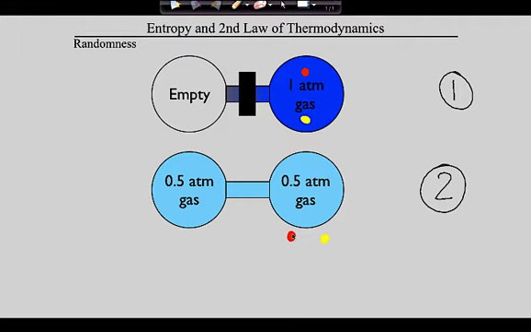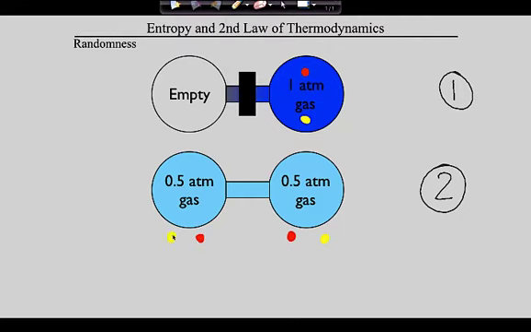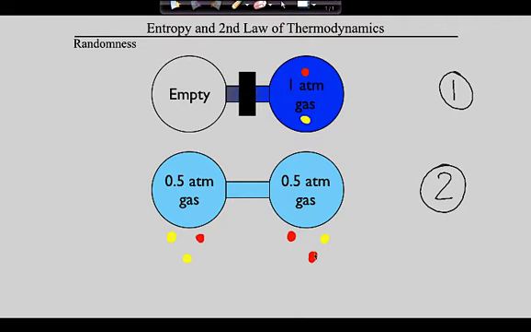Now, guys, what about this? Is this possible? Could they be like that? Yeah, they could, right? They both could be on either side. But what are the other possible outcomes that could happen with these particles? We could have one yellow over here and one red over here. Does that make sense? Okay.